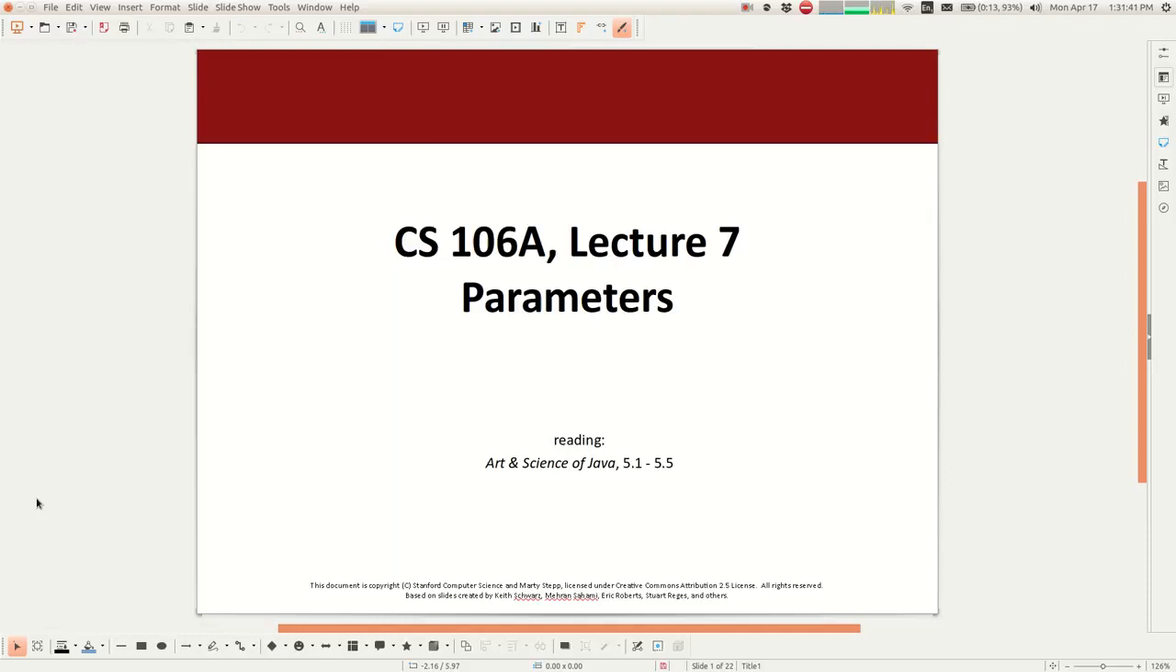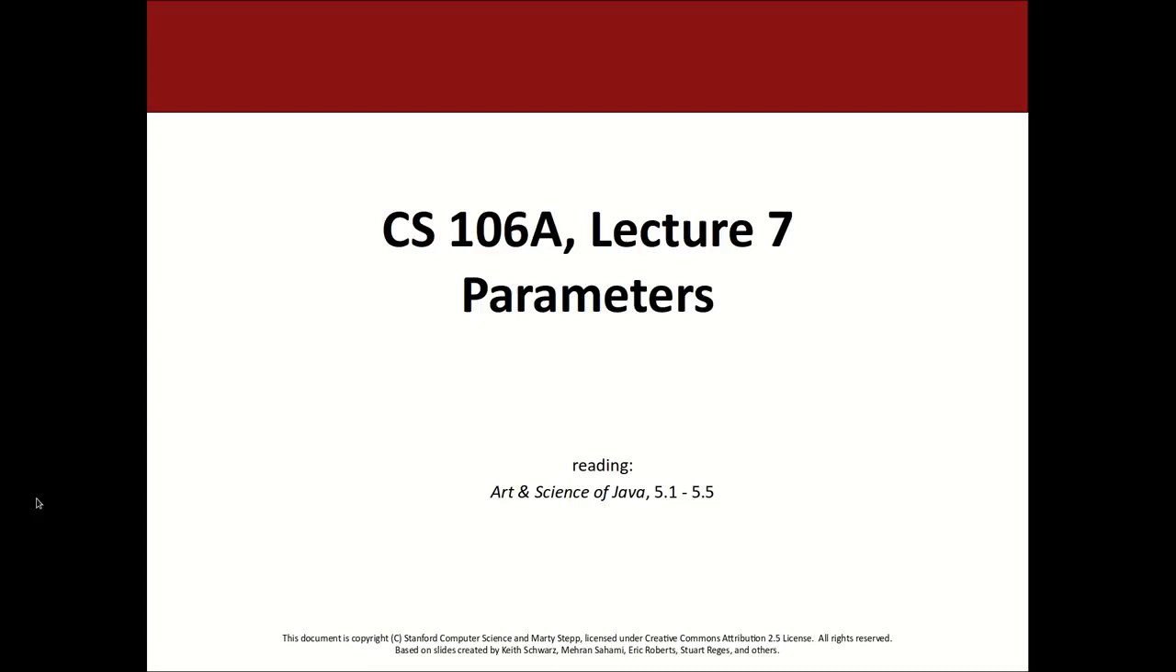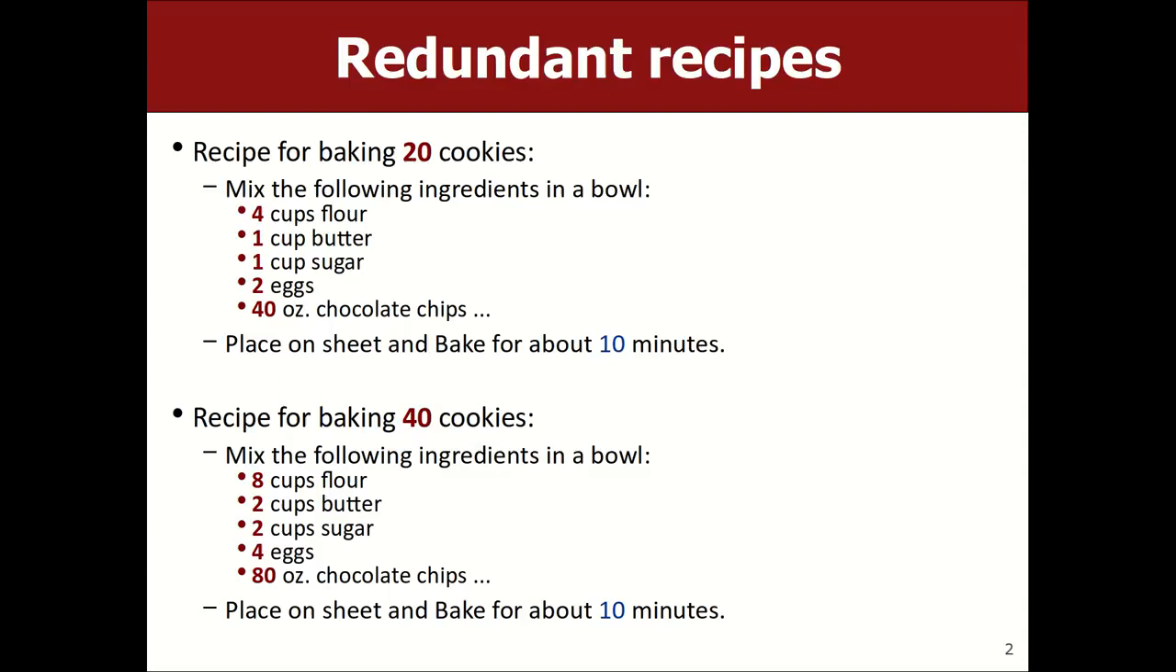Let me start with a non-programming analogy for a second. So imagine you like to cook and you have a recipe. Here's how to build you 20 cookies. You mix 4 cups of flour, whatever. I totally made up these ingredients. It's probably a ridiculously wrong mixture of how much of each of those ingredients you're using. Don't follow this recipe. But whatever. There's a recipe for making 20 cookies, okay?